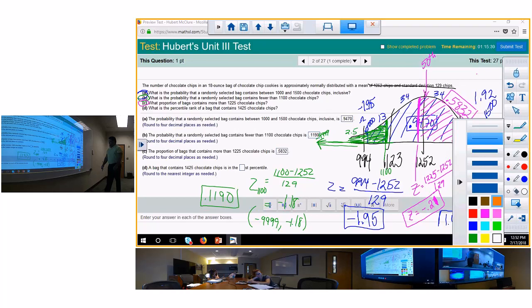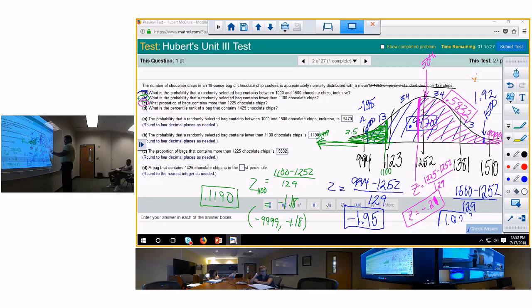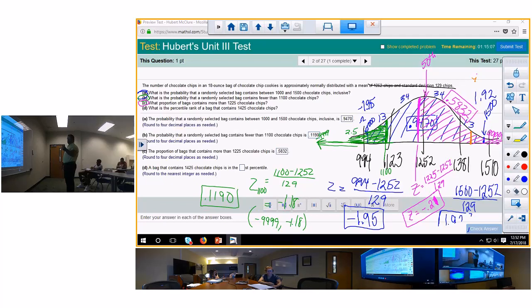All right, so 1425 is going to be somewhere in here. The 1400, 1500, that's around 100. So we need to add 1425, probably about 40 right here. So right in there, I'd say close. And what does it say? It says the percentile. So that means it's looking to the left, right? To the left.